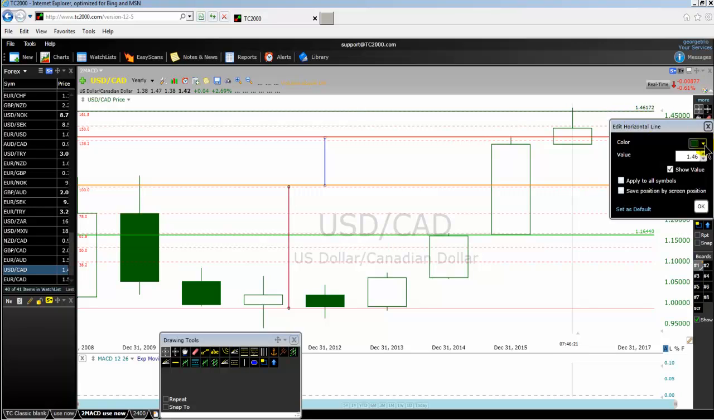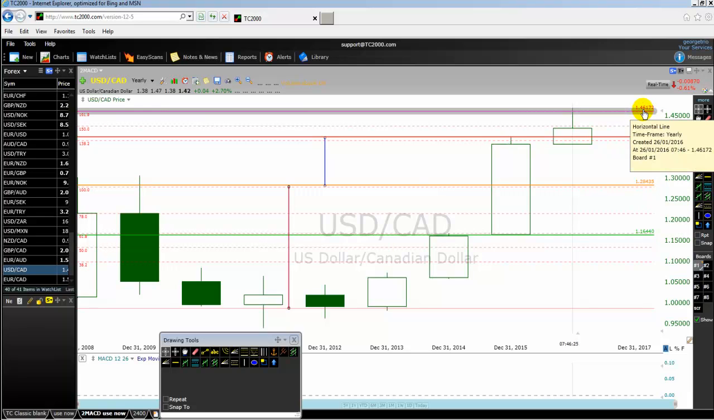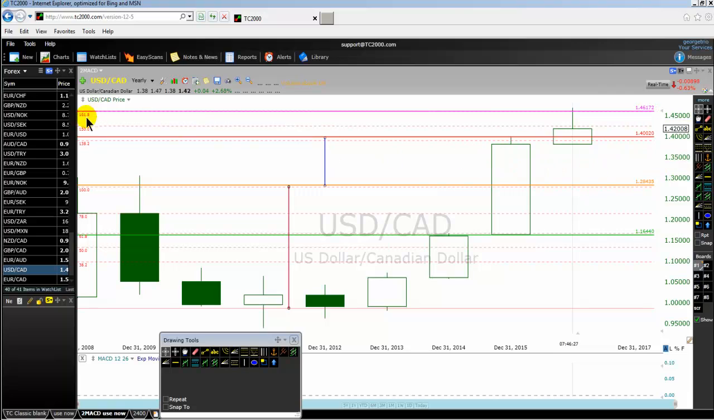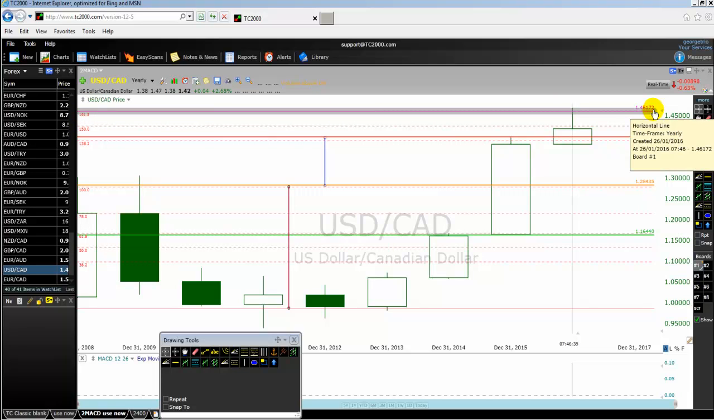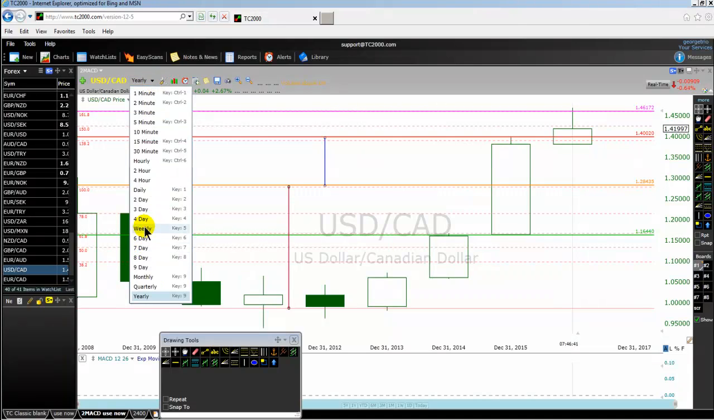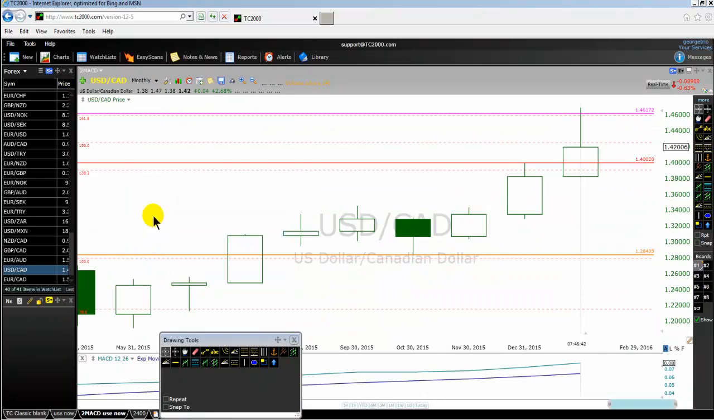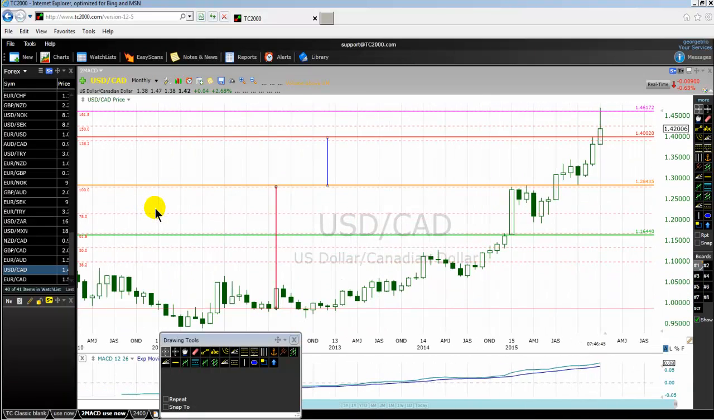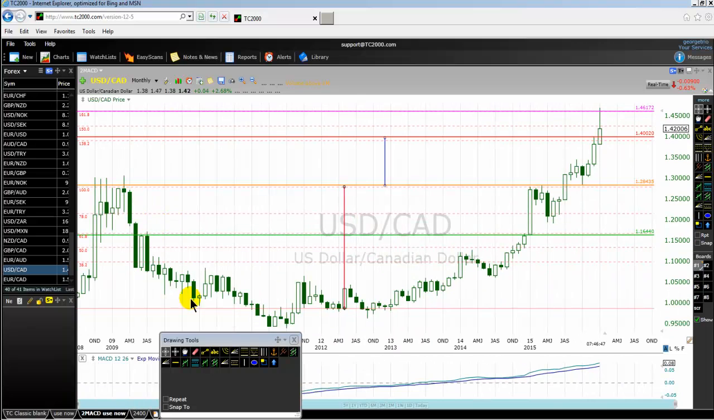Okay, I'll color it pink to get your attention. 14617. That level is the 161.8% Fibonacci extension level. 161.8% Fibonacci extension level of what? I'll go to the monthly chart, I'll show you. On the monthly chart, we have a chart pattern, a round bottom chart pattern.